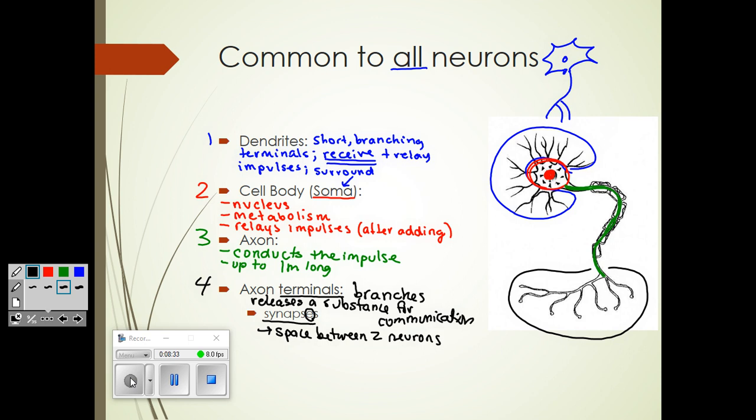So the synapse is not a part of the neuron. It is the space between one neuron and the next. But like I said, sometimes when we're referring to axon terminals, we'll say something about the synapse to give you the idea that that is the end of the axon that we are at.